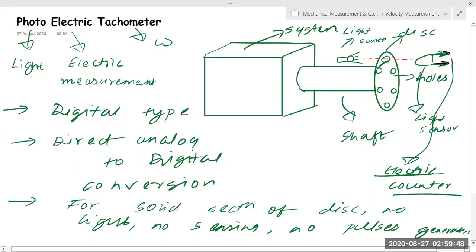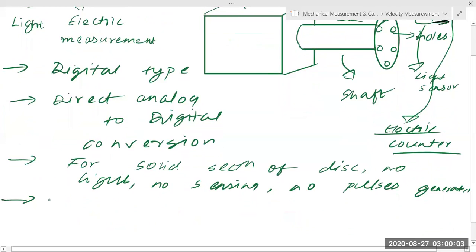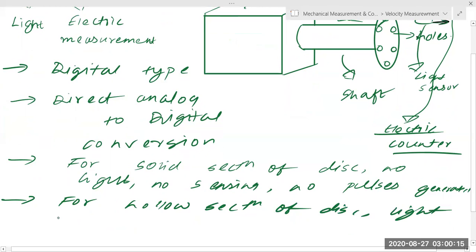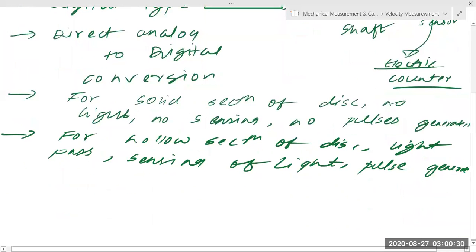But when it passes through this hole, you can see I have drawn this arrow, light will pass through. Similar to the other type that we are going to do in the next topic, for the hollow section of the disk, there will be light passing. When the light passes, there will be sensing of light by the light sensor, and a pulse will be generated. This pulse generated will tell you the speed of the shaft.